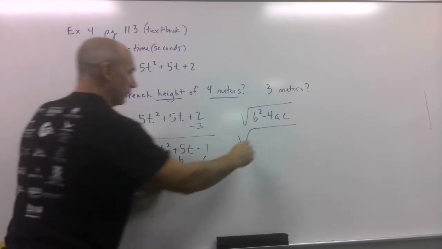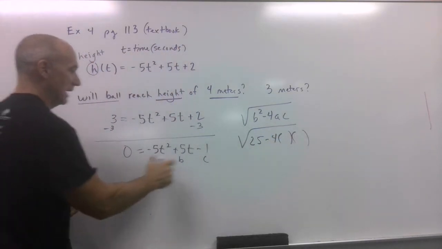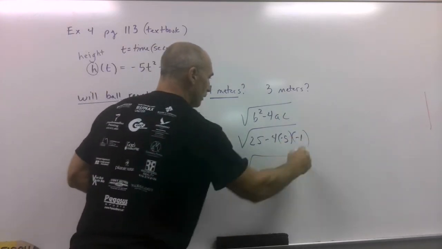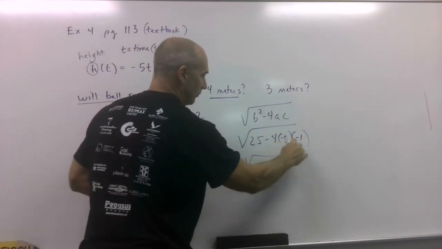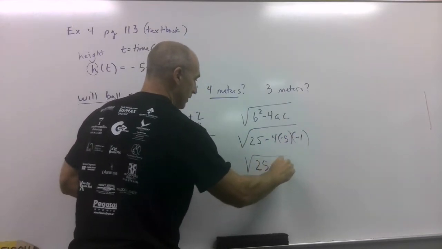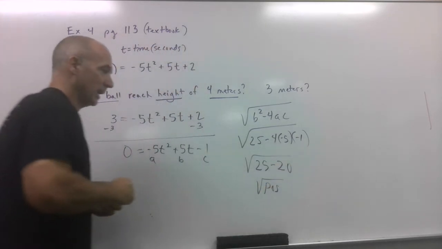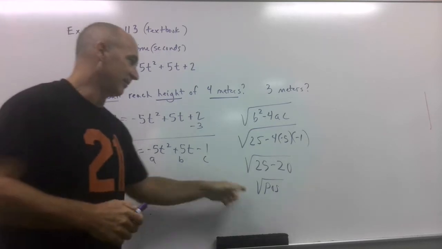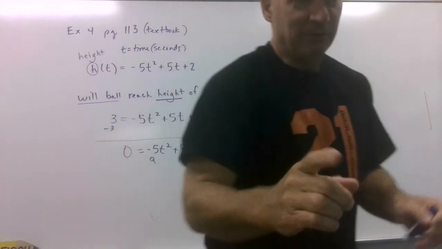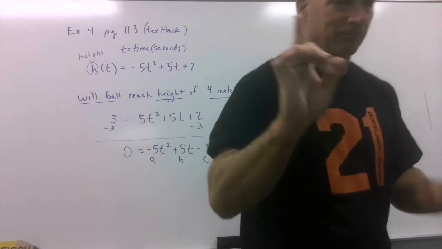So b squared, 25, minus 4, times A times C. A is negative 5. This is negative 1. And we can see 4 times 5 times 1 is 20. But because there's 3 negatives, it's going to be minus. So 25 minus 20. And we get the square root of a positive number, meaning, yep, that definitely exists. So the ball does get 3 meters high. So that's how we're going to use the discriminant to kind of answer some of these general questions. So there's phase 1.